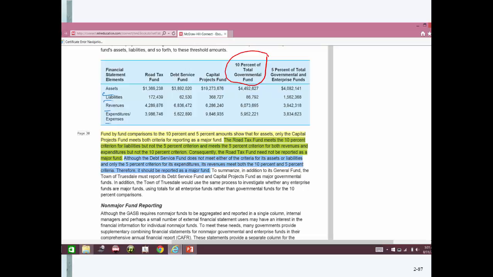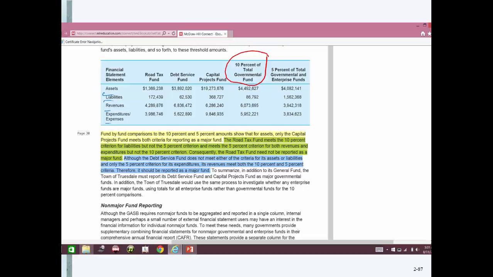For example, they're not showing me the general fund, and I know the general fund's a governmental fund, isn't it? So the general fund would have been included in the total for the assets, and then that total would have been multiplied by 10%. It would have given me this 4,492,627 as my 10% threshold, right?